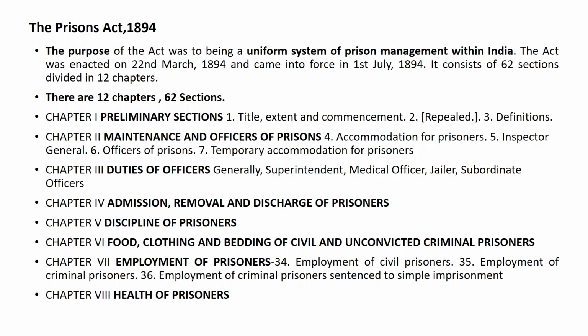Now, this Prisons Act of 1894 has altogether 12 chapters and 62 sections, and different chapters are named as: the first is the preliminary section, second is maintenance and officers of prison, then you have the duties of officers, admission, removal, discharge of prisoners, chapter 5 discipline of prisoners, and so on and so forth. That means all important matters relating to prison administration are outlined in the Prisons Act.